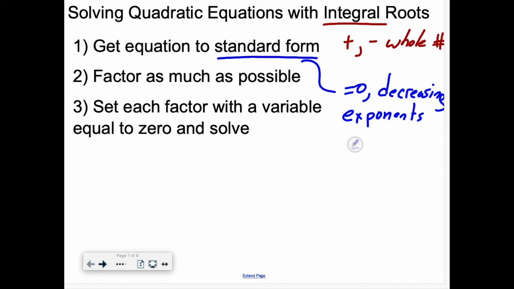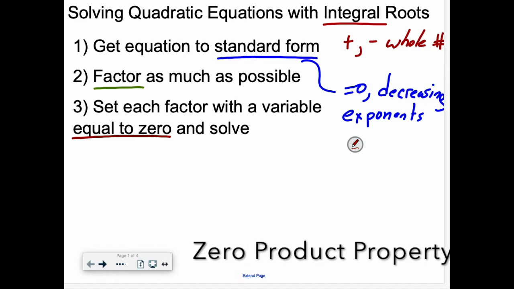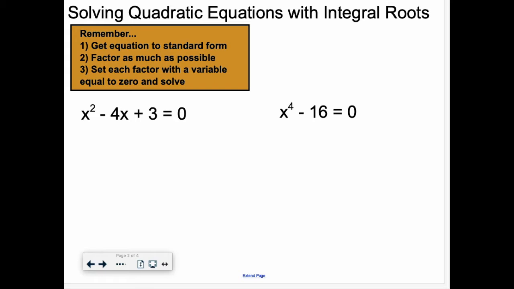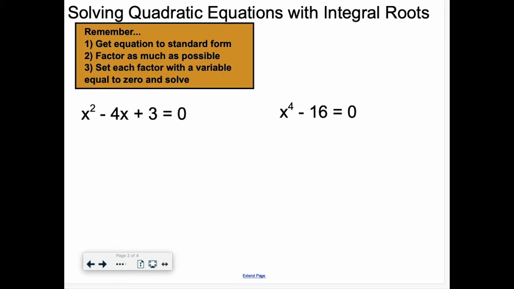Then we want to factor as much as possible, and this is using what we've been practicing over the last couple of lessons. And then set each factor with a variable equal to 0, and then solve it out. Okay, if it doesn't have a variable, you don't need to set it equal to 0. So we got our steps up here, just in case you want to see them. And here we go. Let's do this first one.